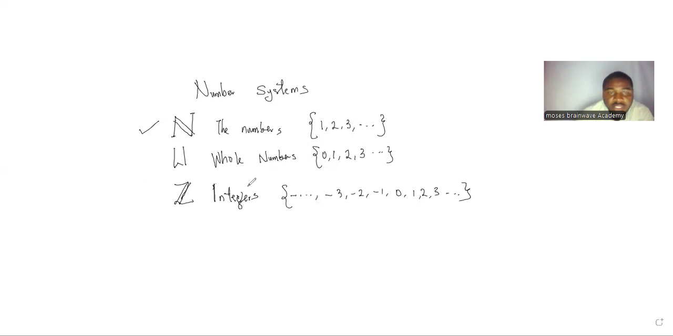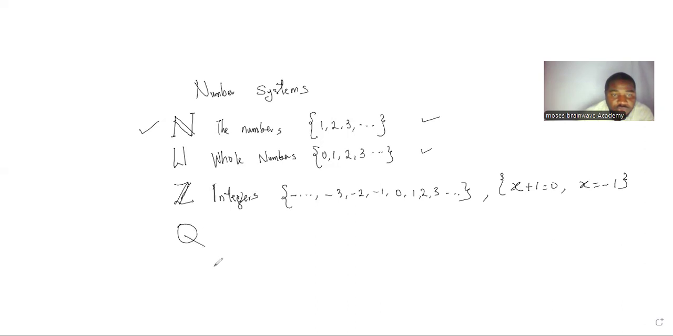Now, what's the difference? With negative integers, you are able to solve a mathematical equation of the form x + 1 = 0. Here, if I take 1 to the other side, I get x = -1. You can't do that in the set of natural numbers or in the set of whole numbers, but you can get that particular equation solved using the set of integers.